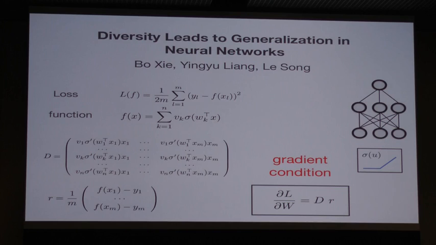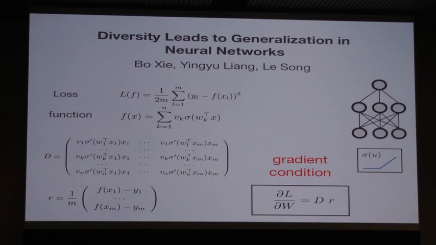One observation enabling this analysis, helping us to identify this condition, is to look at the first order condition for this stationary point. If you look at the first order condition, actually it's highly structured. The first order condition can be decomposed into the product of two matrices and a residue vector R. The matrix D is some kind of Khatri-Rao product between the derivative of the activation units and this feature matrix. If you have a stationary point, essentially this D times R is equal to zero. If you are able to, for instance, bound the smallest singular value of this matrix D, then you can actually say something about its generalization ability.